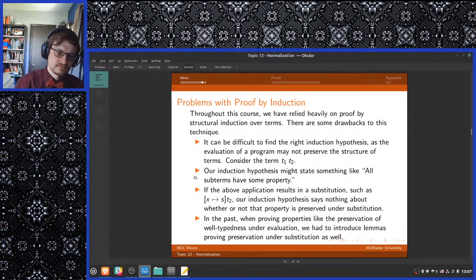So, we've been using proof by structural induction quite a bit in this course. If you're trying to prove something about a term, you assume it's true for the subterms, and that gives you a hypothesis to conclude whether or not it's true for the term in total. It can be difficult, however, to find the right induction hypothesis, as the evaluation of a program may not preserve the structure of the terms, particularly once you introduce lambda calculus.